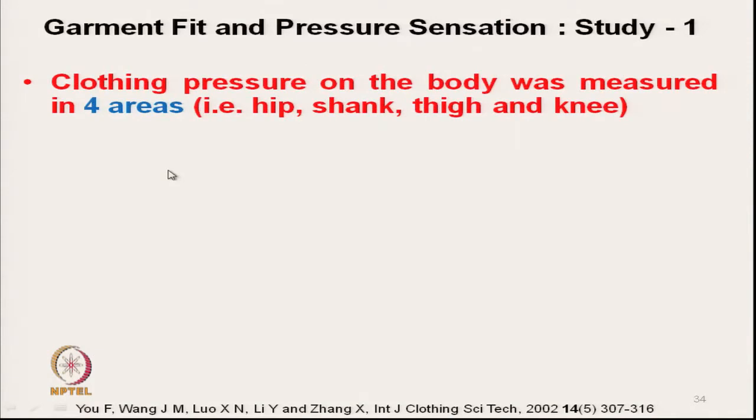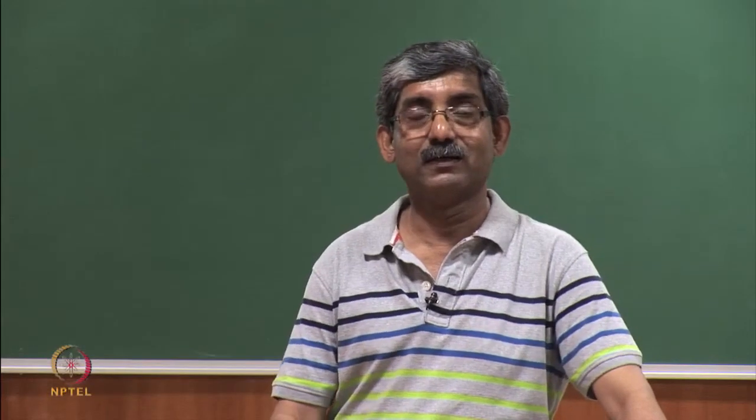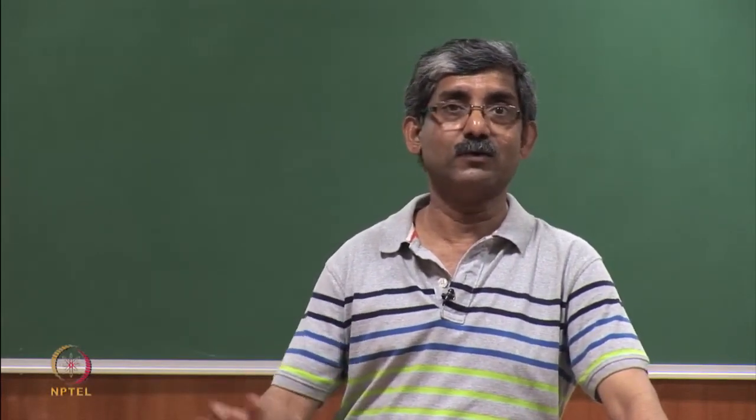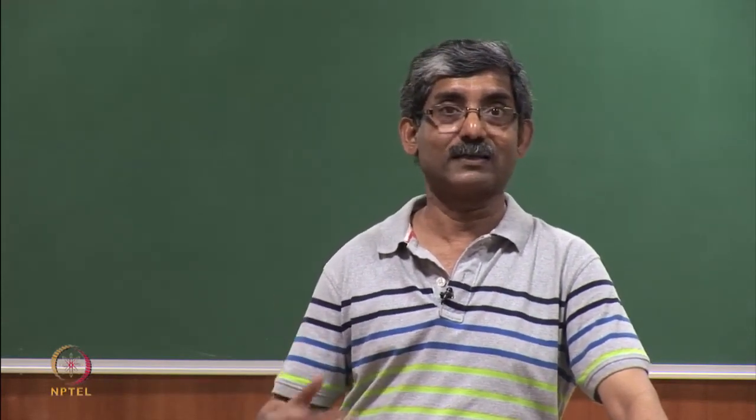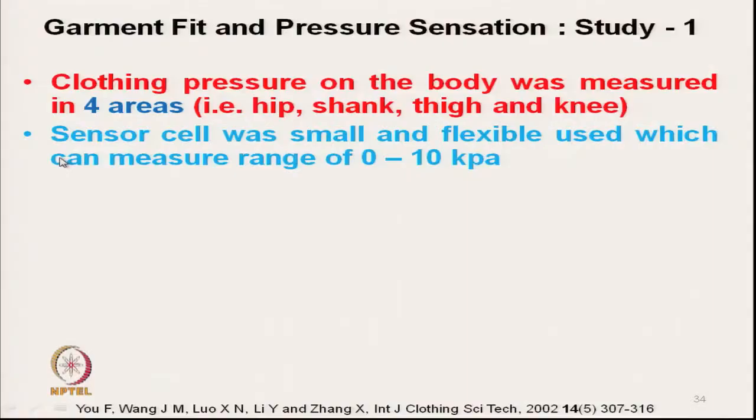The clothing pressure was assessed at four different areas in this study: hip, shank, thigh and knee. At four different places they assessed the pressure, and experts were asked to take the sensation, and also sensors were used. The sensor cell was smaller in size and flexible in nature. So, flexible and smaller sensors were used that can measure pressure of 0 to 10 kilopascal. Why is it flexible? Otherwise, it will not conform to our body curvature, and it should be small.